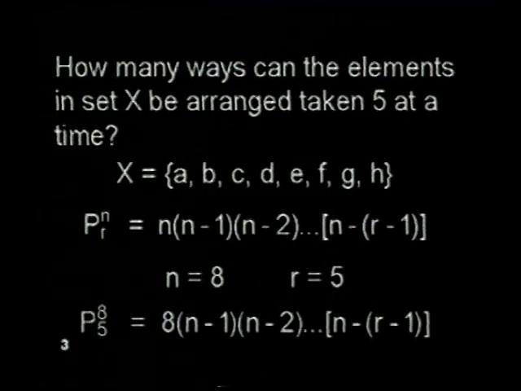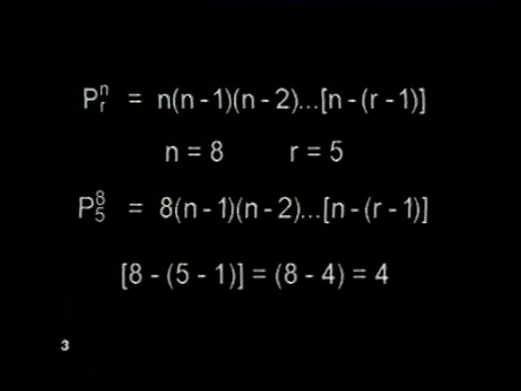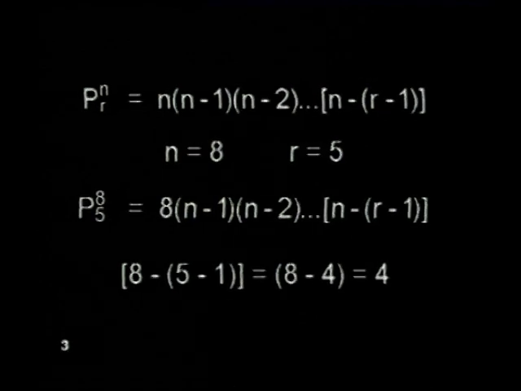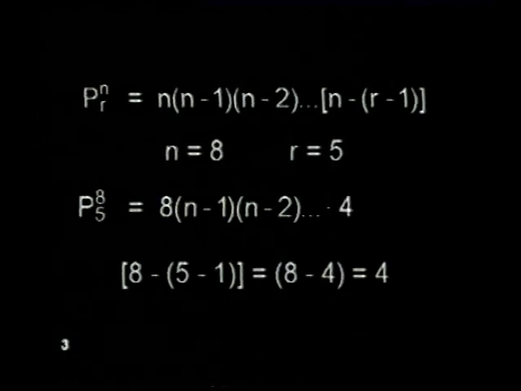Rather than solving for each of the other factors, let's just solve for the last factor. The last factor is n minus r minus 1. For this problem, we already established that n equals 8 and r equals 5. When we substitute these values into the formula for the last factor, we find it to be 4. We already know that the first factor is 8, and now we have solved for the last factor, 4.